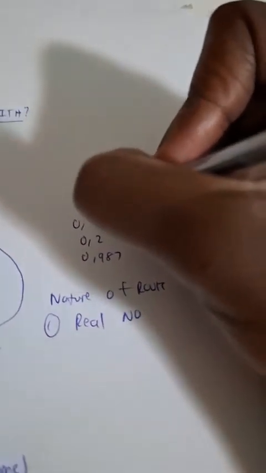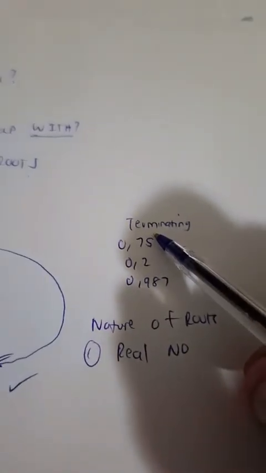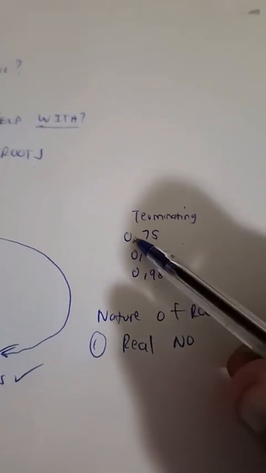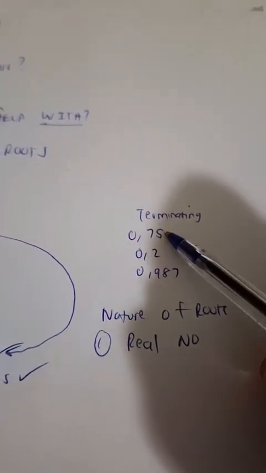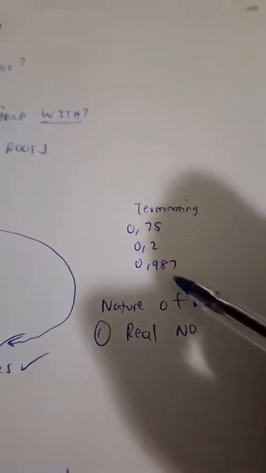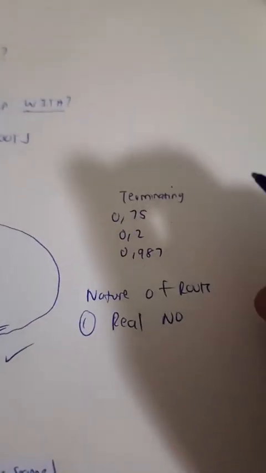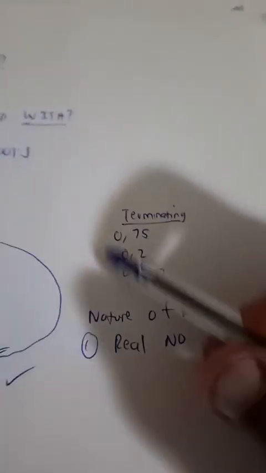Okay, terminating. The word terminate means to stop, cut, end. So basically the numbers cut, stop, end. Either second decimal, it ends. First decimal, it ends. Third decimal, it ends. It could be fourth, it could be fifth, it could be sixth. Basically, they come to an end. Those are terminating decimals. These are all types of rational numbers.